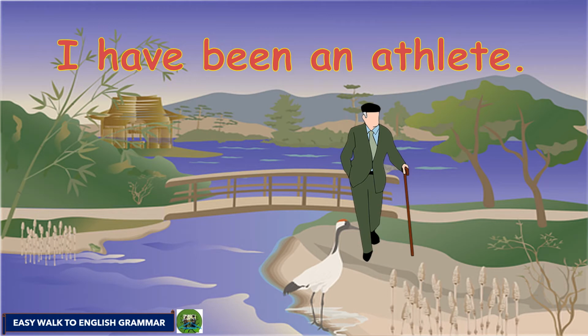Let me repeat it once more. Here, this person is not an athlete now, but he was an athlete. But when he speaks about that matter in the present time, it has an importance. In such a situation, we can use "have been" or "has been" according to the subject of the sentence.